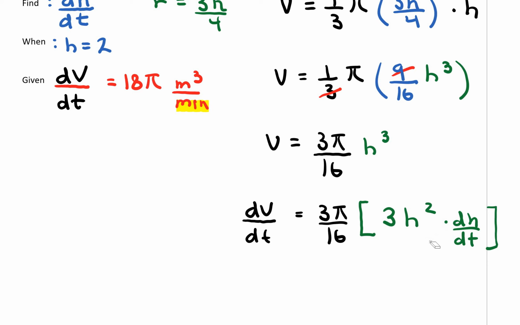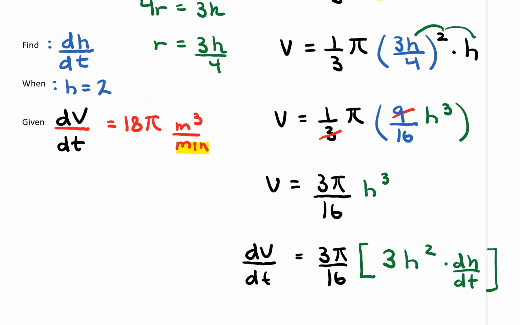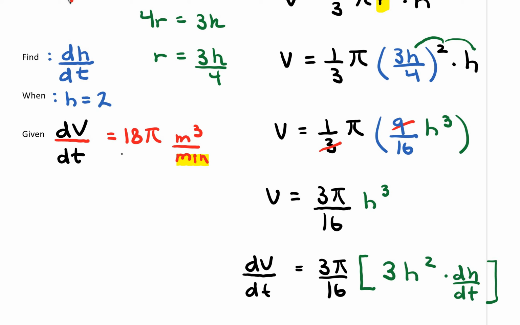Okay, after that, we can start plugging in the numbers here. So if I go back to the original problem, we know that dV over dt is 18π, and this happens when the height is 2, so I can use those numbers and plug them into my derivative equation now.